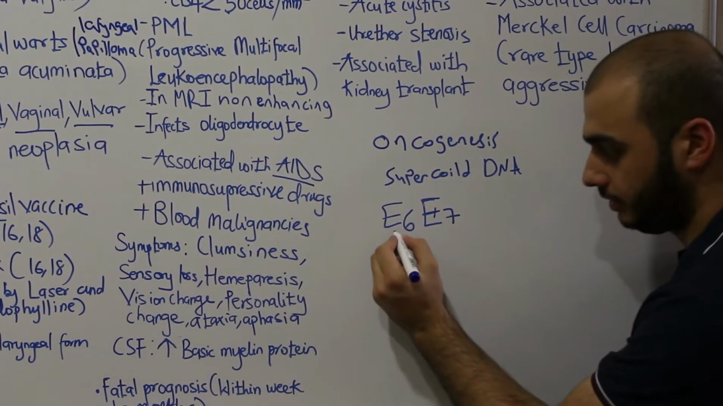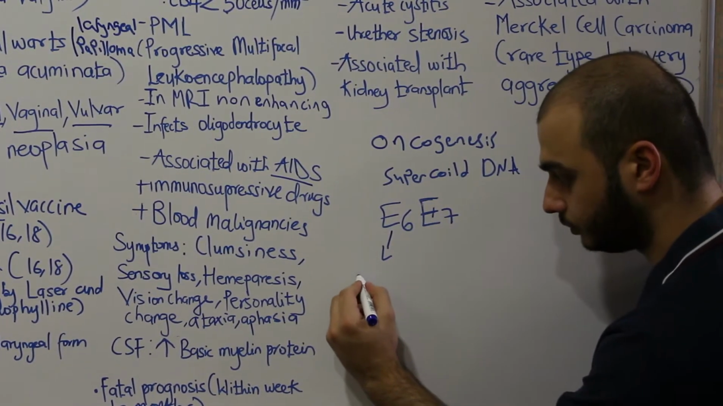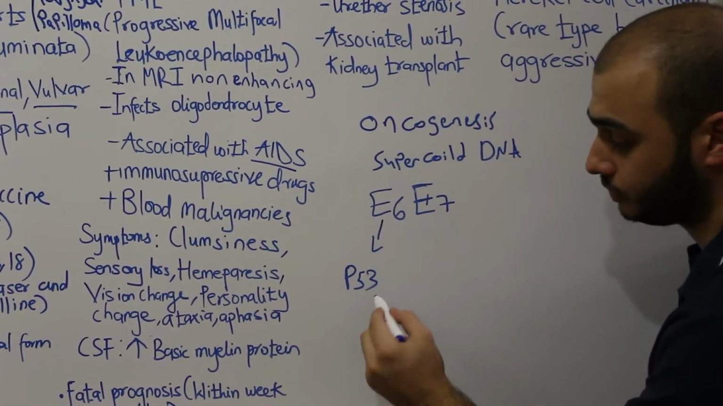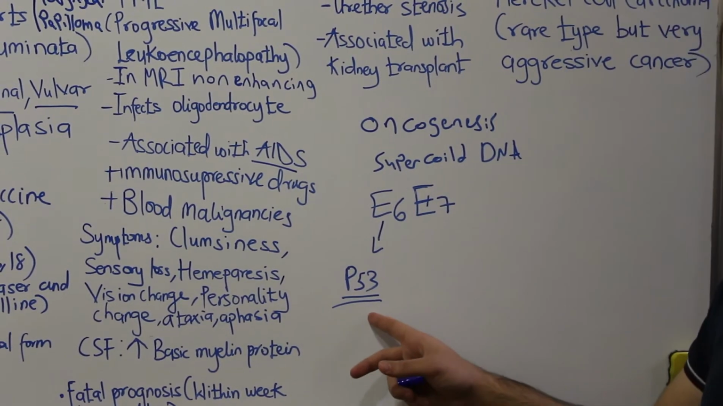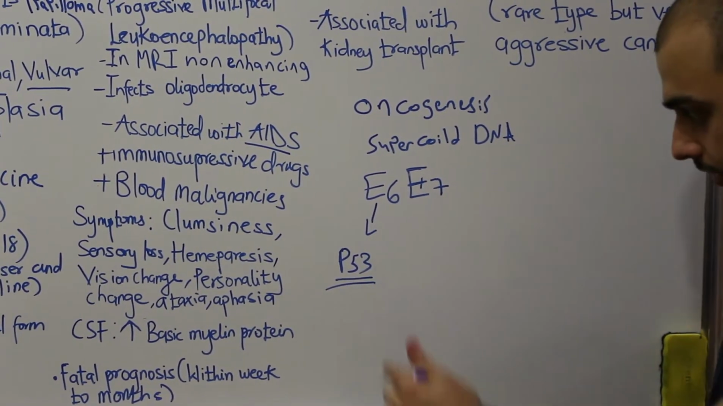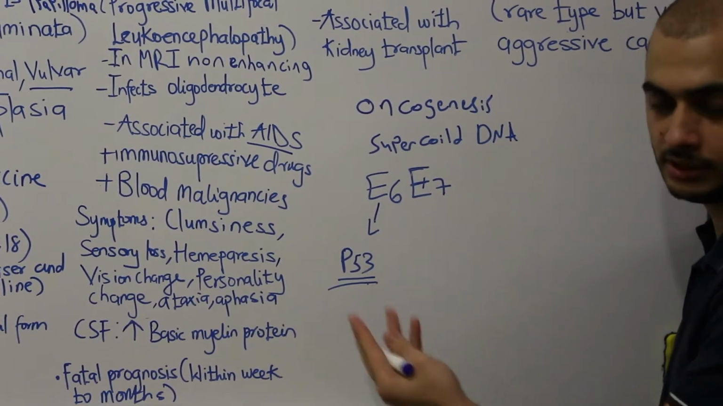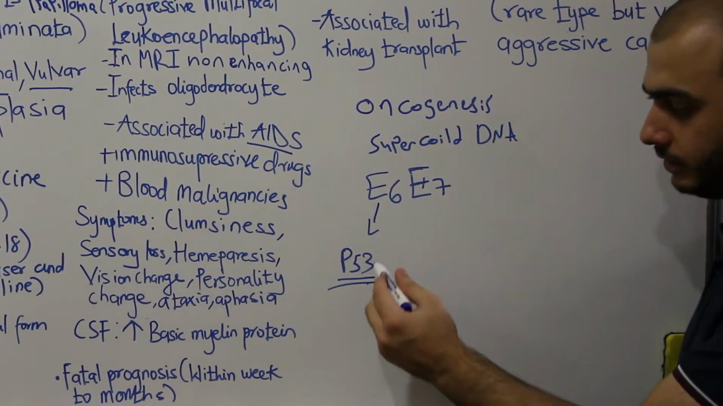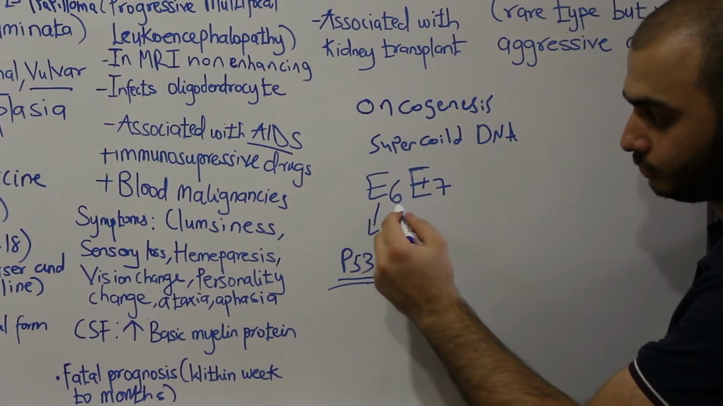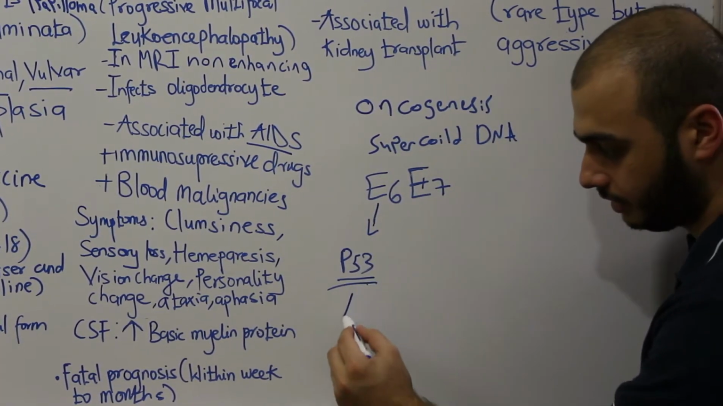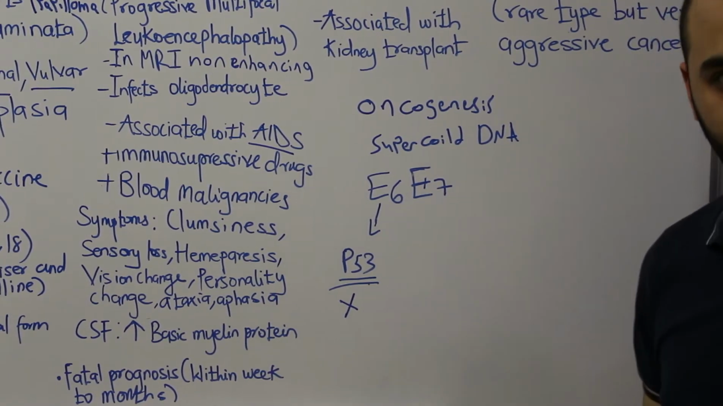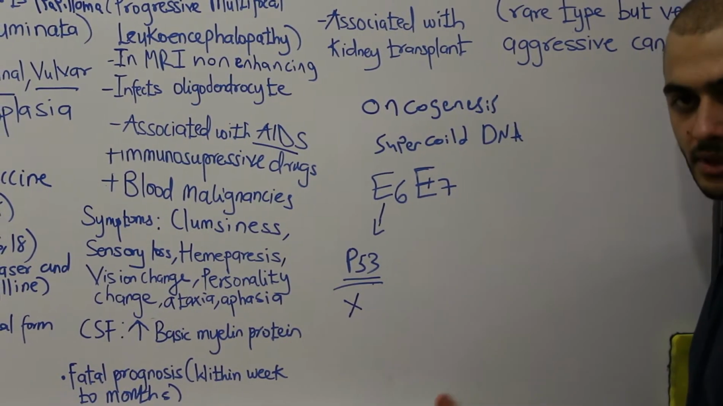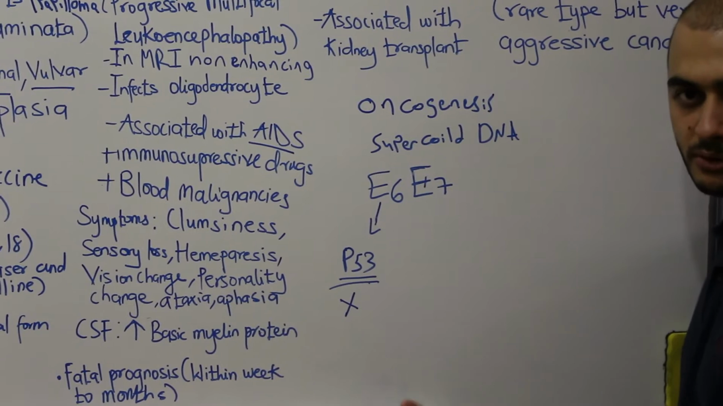And actually, E6 binds to p53, which is a popular one. This is the policeman gene. It's a tumor suppression factor. So when E6, which is produced by this virus, binds to p53 and destroys it, there is no suppression of tumor. Okay, so there is predisposition for malignancy.